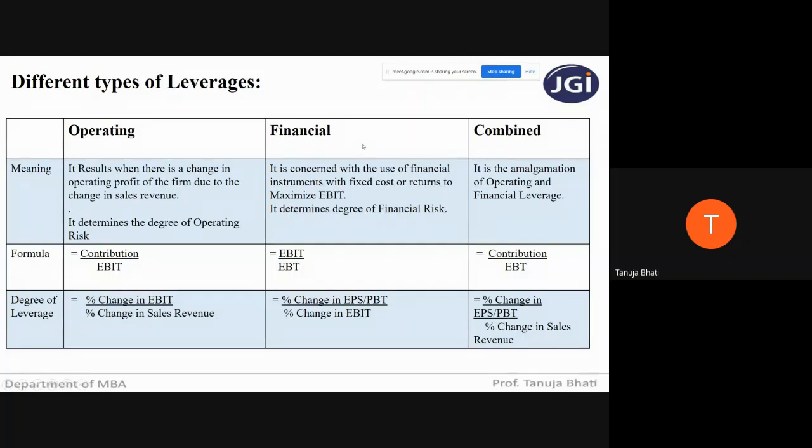Next is financial leverage. It is concerned with the use of financial instruments with fixed cost or returns to maximize the EBIT. It determines the degree of financial risk. So it is EBIT divided by EBT. Can anyone tell me what is the financial cost involved in raising debenture as a source of capital?